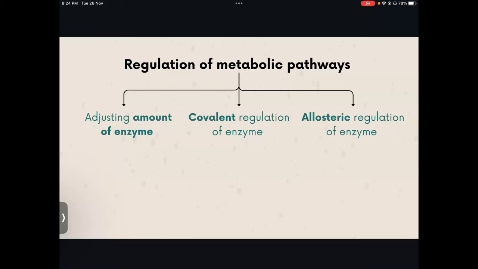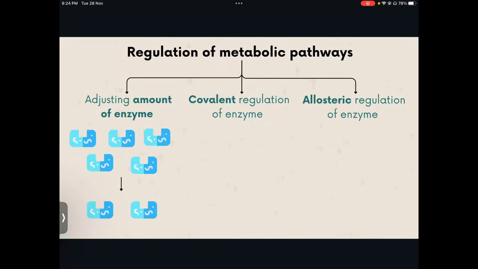Okay. So first, adjusting the amount, pretty simple and straightforward. You can decrease the amount of enzyme or increase it. You can decrease its synthesis or increase its degradation, and vice versa. And this happens at the gene expression level. So you go back to the transcription of the genes that are making the enzymes, since remember, enzymes are proteins.